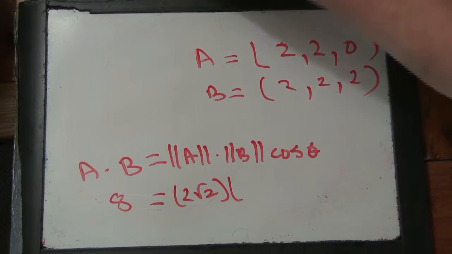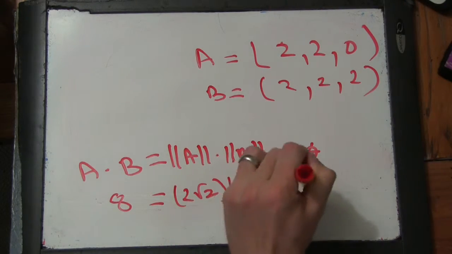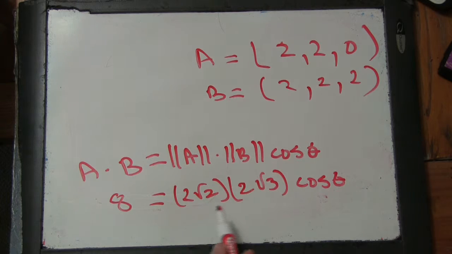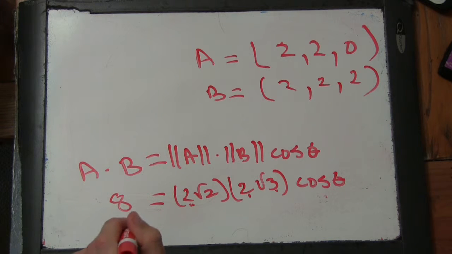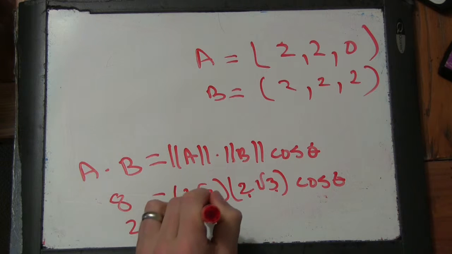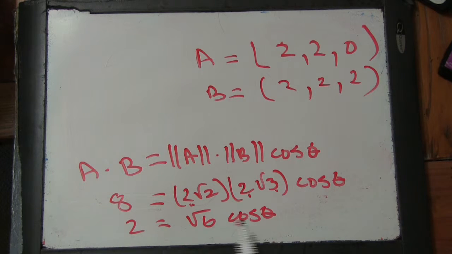And the length of the yellow diagonal was what? 2 root 3. Times the cosine of the angle. So let's see, 2 times 2. So I get 8 equals 2 times 2 times root 6. So I can cancel the 2's and say 2 equals root 6 cosine theta. So cosine theta is 2 over root 6.